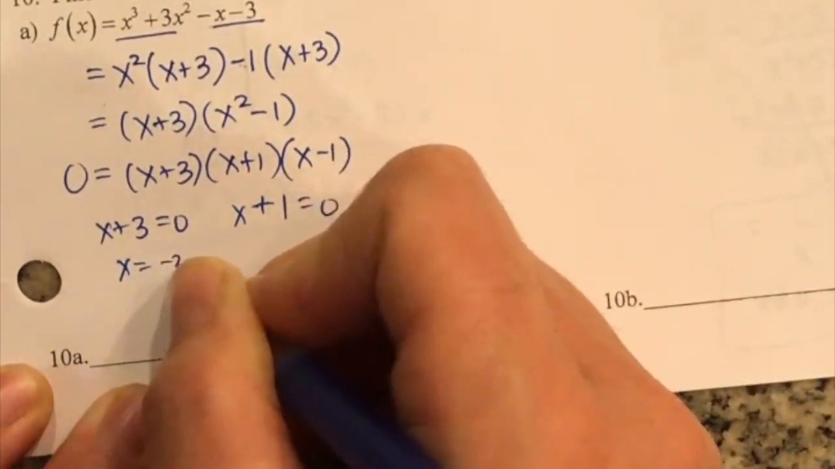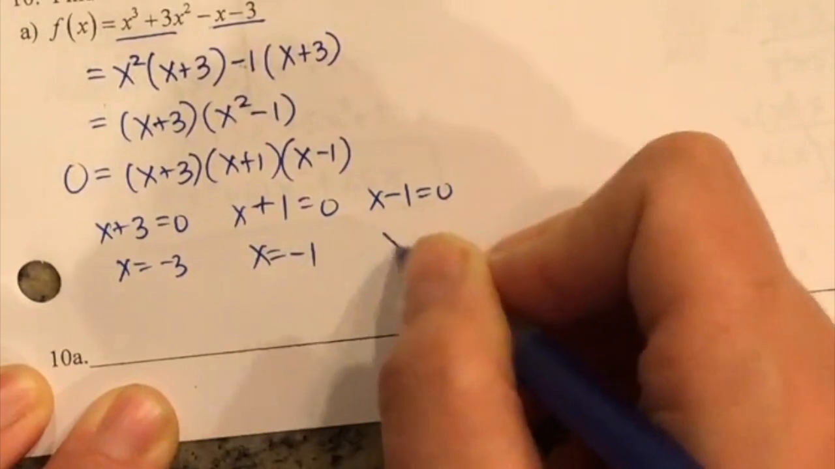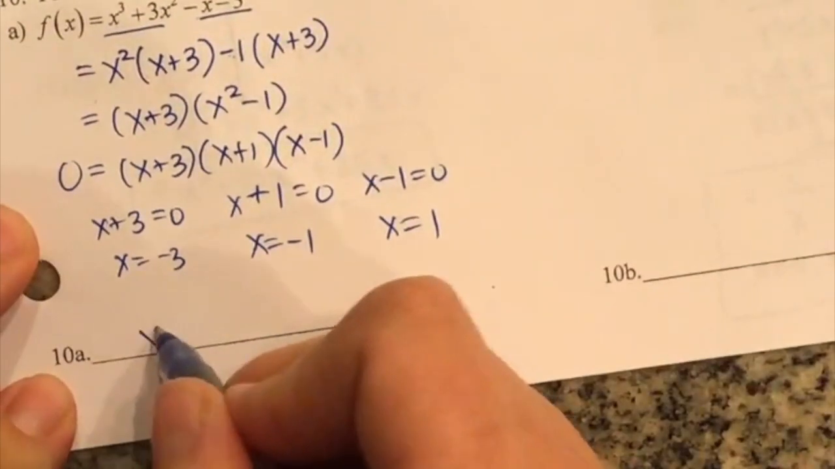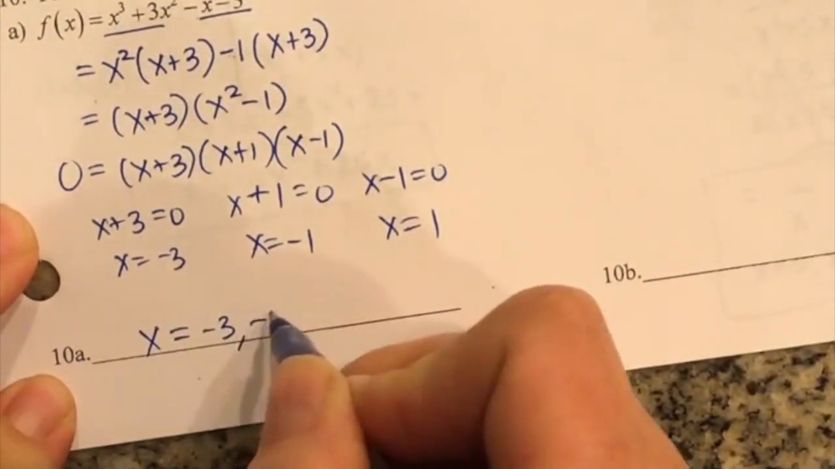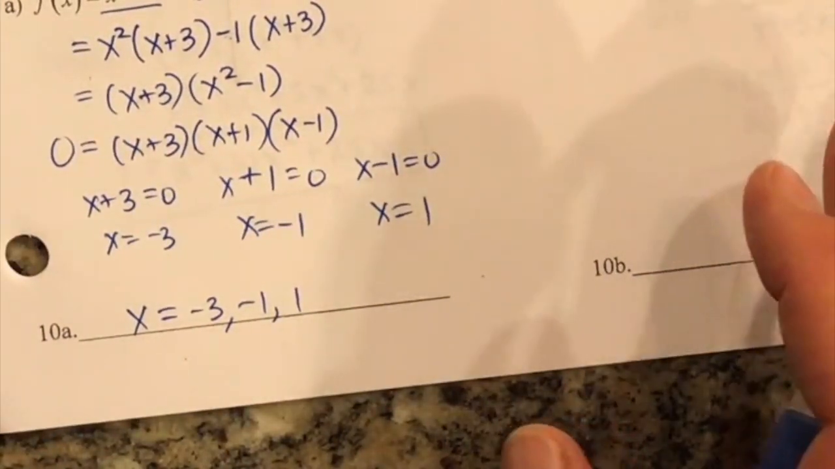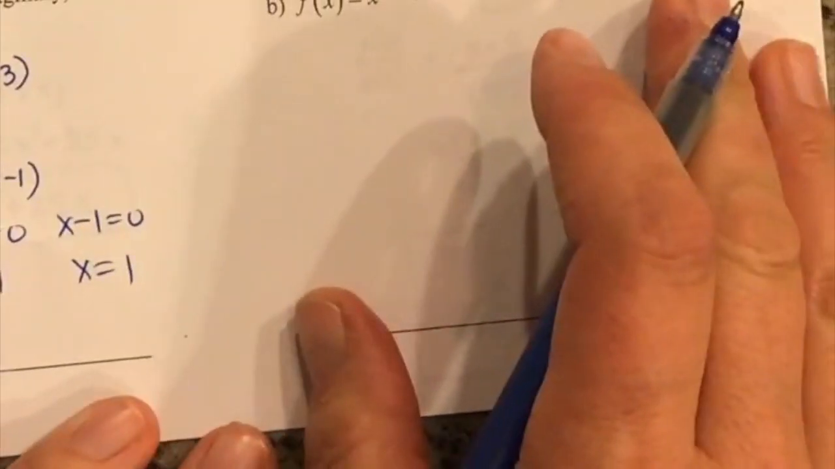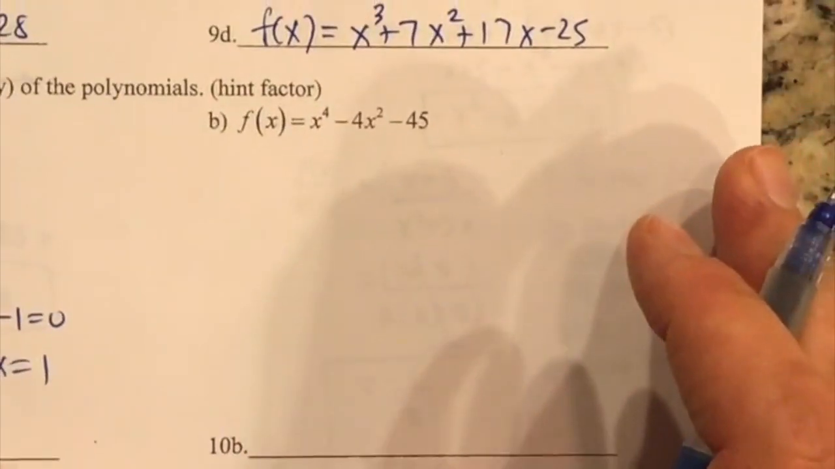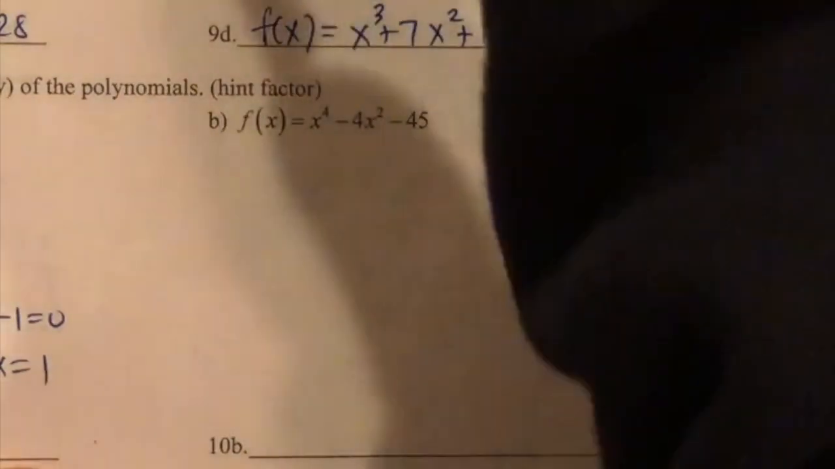We get x equals -3, x equals -1, x equals 1. Sweet. Okay, and then finally right here, let me see.